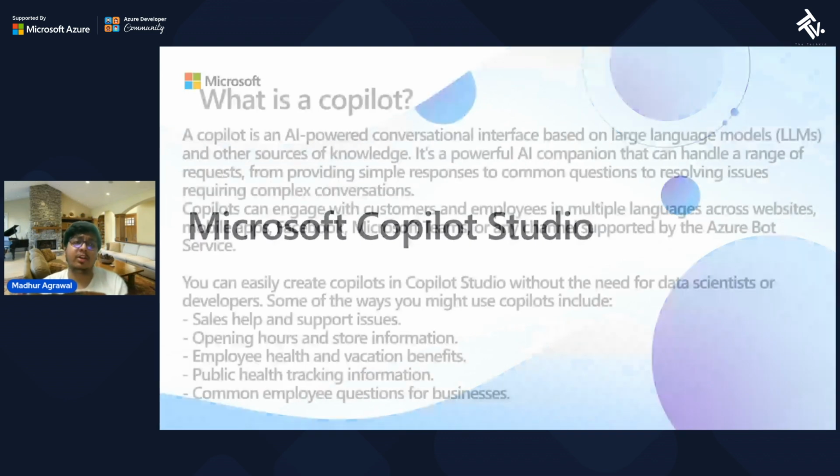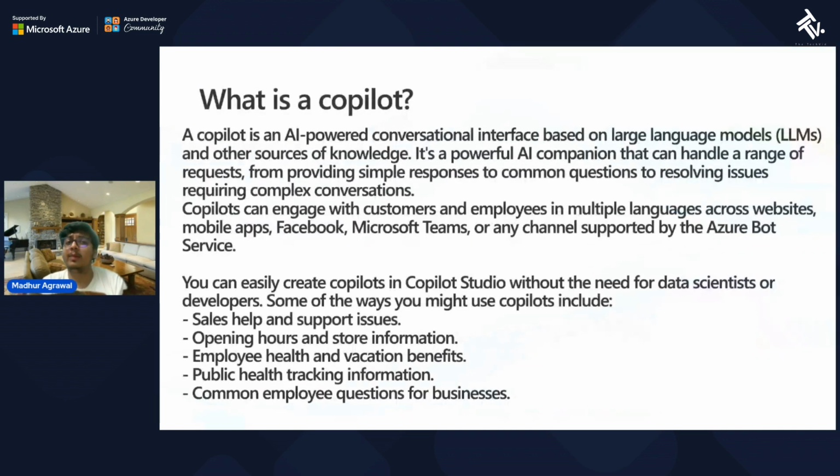Before that, we are going to talk about what a Copilot is. A Copilot is basically an AI-powered conversational interface that is built over LLMs, large language models, and has knowledge bases as its source. So it is, of course, a powerful AI companion. It can handle a large range of requests and provide different types of responses according to the input given to the LLM. So this LLM will help you integrate your applications.